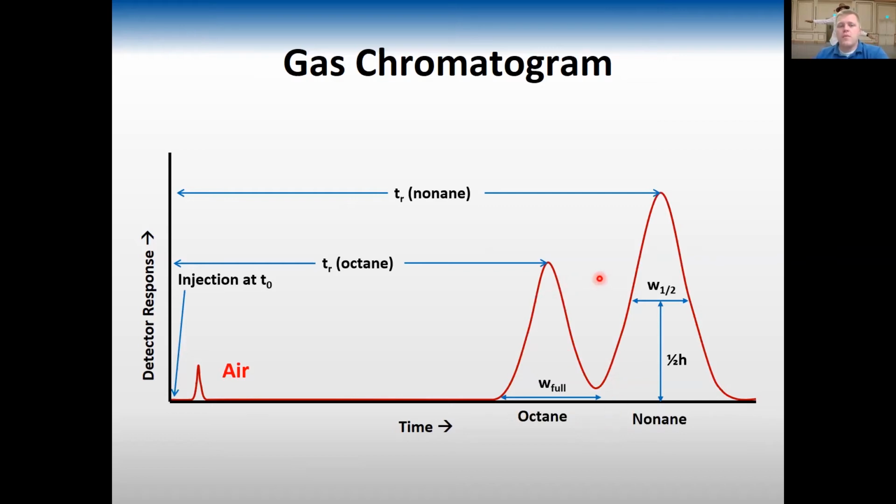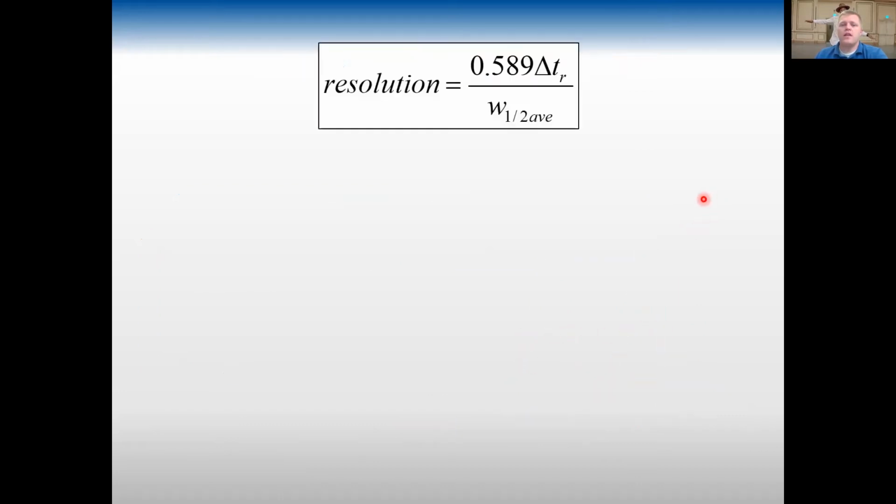So what we're going to talk about now is how we quantify how well these two peaks are separated. The way we quantify that is by using a value called resolution. Resolution is just a measure of how well we can tell two peaks apart, and it's calculated mathematically like this.